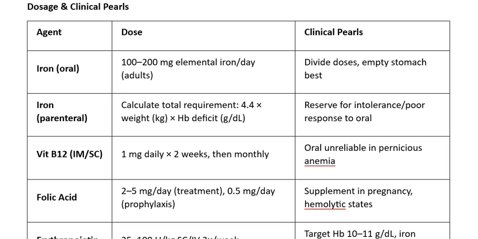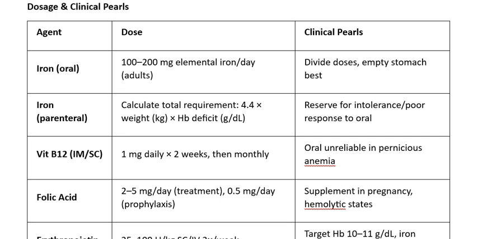What's a typical dose for oral iron in adults? The target is usually around 100 to 200 milligrams of elemental iron per day. And it's important to remember that's the actual iron content, not the total weight of the salt tablet. Like ferrous sulfate, 325 milligram, only has about 65 milligrams of elemental iron.